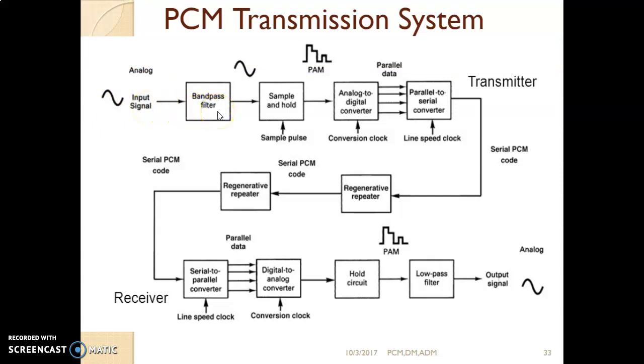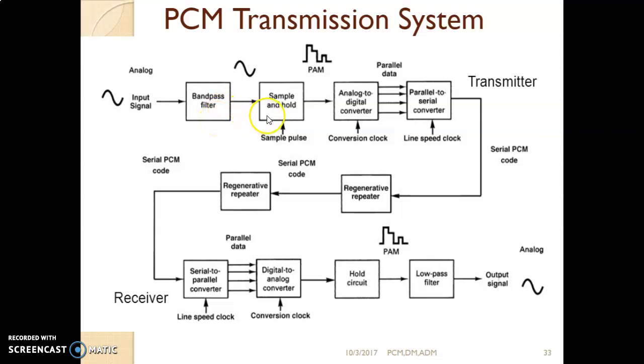The bandpass filter is the first block of the PCM transmission system which is utilized for initial band limiting of the input signal, and in some of the books this bandpass filter is also called an anti-aliasing filter. So before passing it through any of the circuits in the PCM system, you should do initial band limiting, and that is why this bandpass filter is there.